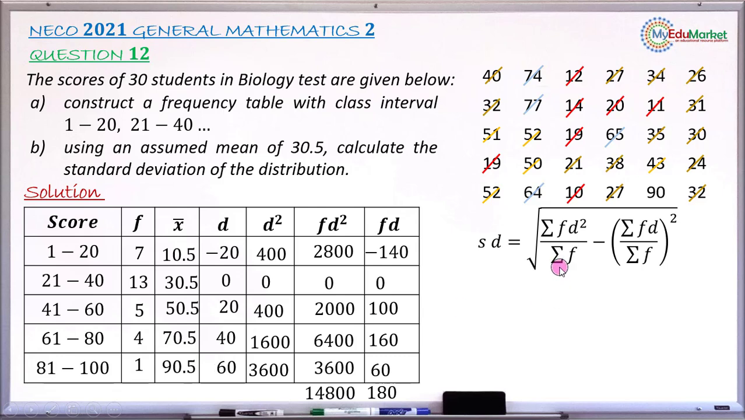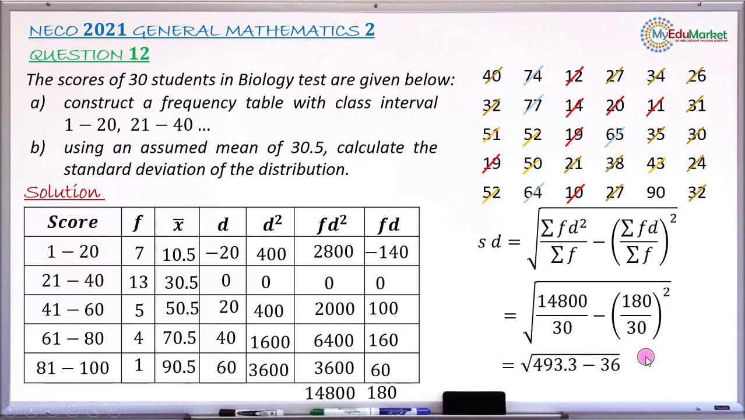So I will now substitute in this very formula. I have my summation FD square as 14,800 and the summation FD as 180. So substituting correctly, you now have the square root of 14,800 divided by 30 minus open bracket, inside the bracket is 180 divided by 30. 180 is summation FD and summation F is 30. Then that bracket raised to the power of 2. 180 divided by 30 gives the answer 6, and 6 square is now 36. And dividing 14,800 by 30 correctly gives the answer 493.3.